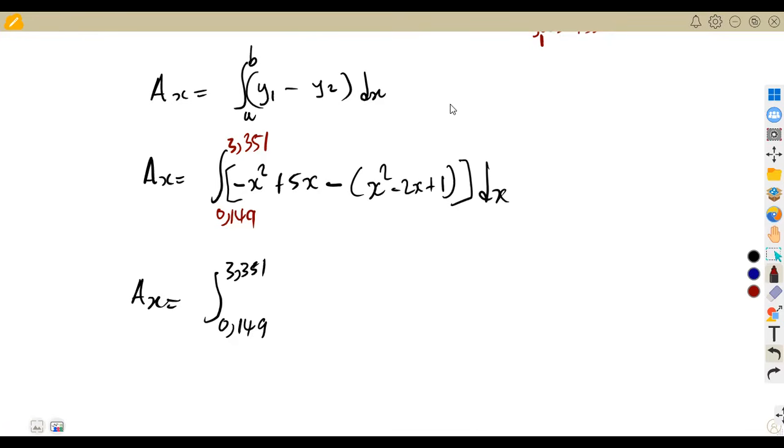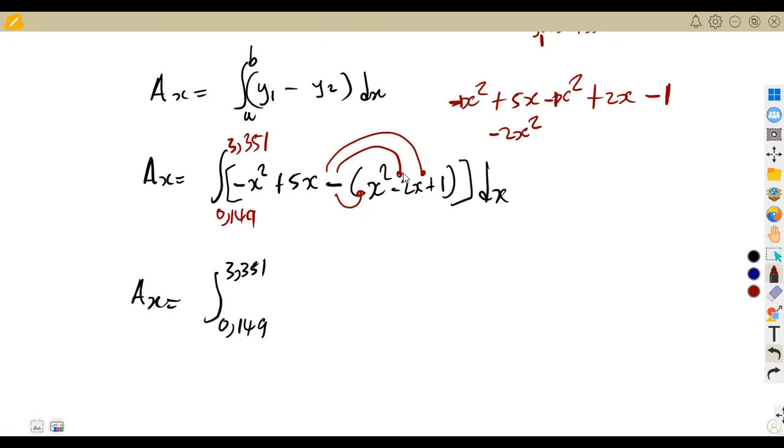We're going to have negative x squared plus 5x. If you expand this by negative here, it will be minus x squared. By negative here, it's going to be a positive 2x. Negative and positive, that will be -1. Collect your like terms, -1, -1, it will be negative 2x squared. 5x plus 2x, that will be 7x in this case. Then we've got a -1.